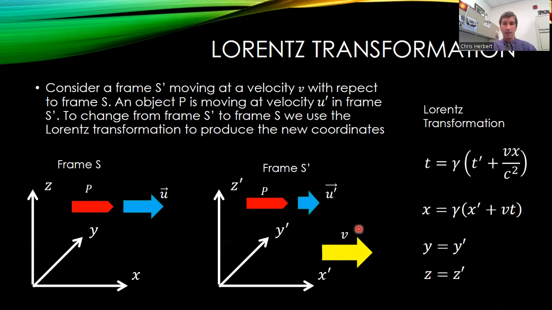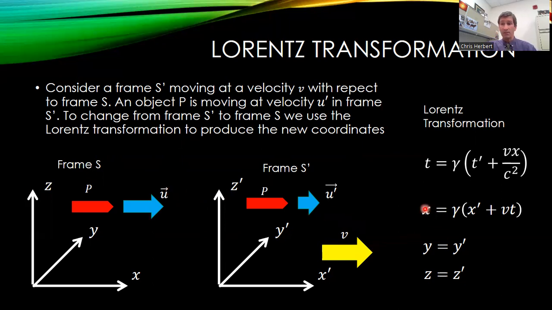So here's what's happening. In S prime, the ship is moving at u prime meters per second. The frame S prime is moving with some velocity v with respect to our frame S. So the problem is I want to convert this velocity in one frame to another velocity in a different frame. How do I do that? Well, it's not so simple as you might think.